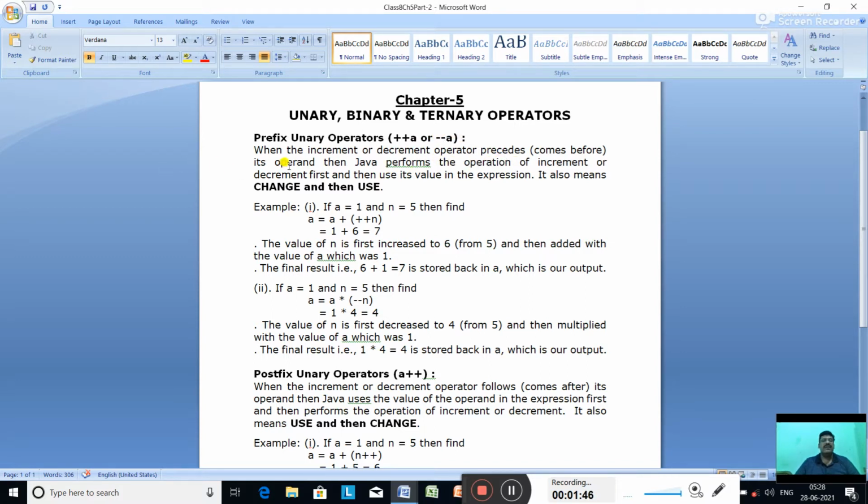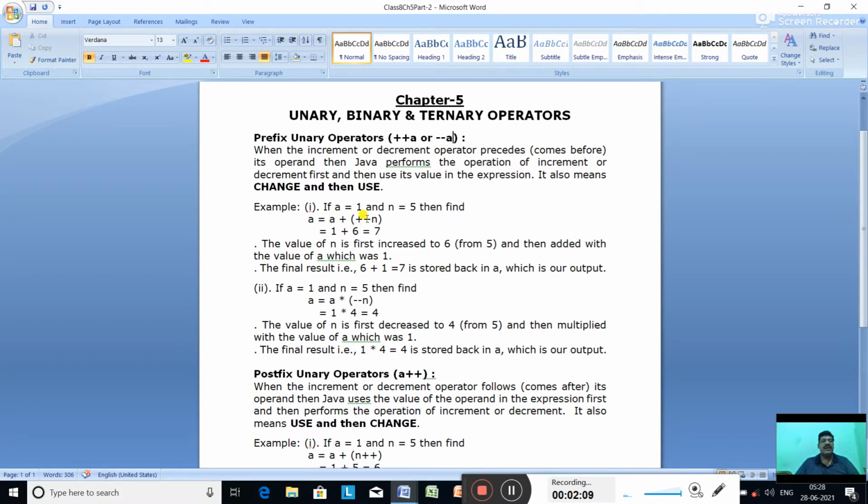So when the increment or decrement operator precedes its operand, Java performs the operation of increment or decrement first and then uses its value in the expression. It also means change and then use. Okay, it means change the value, either increase or decrease, and then use.